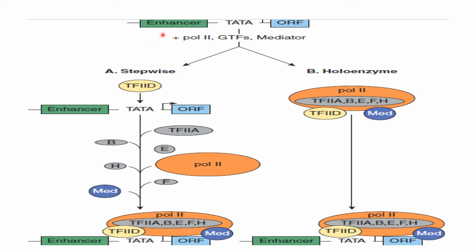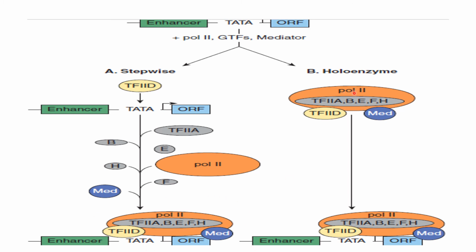When the enhancer binds the specific transcriptional factor, along with the recruitment of the general transcription factors on the TATA box with polymerase II and mediators, they form a mature transcriptional complex in two ways. In the first way, they are recruited one by one: recruitment of TFIID, then A, then B, E, along with the polymerase, H, F, mediators, and then they form a mature transcription complex.